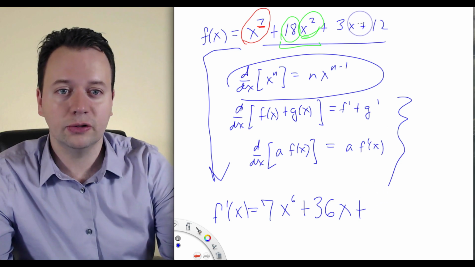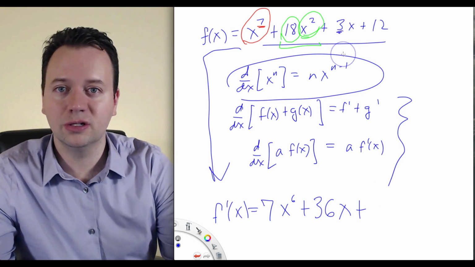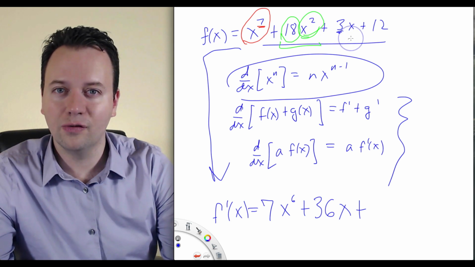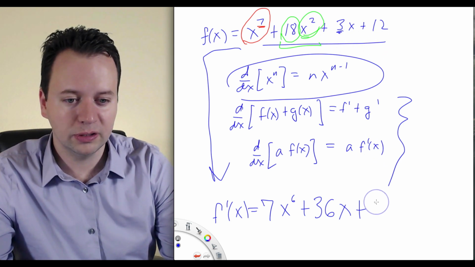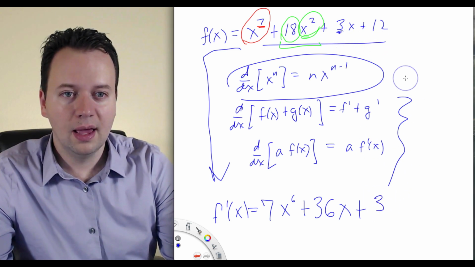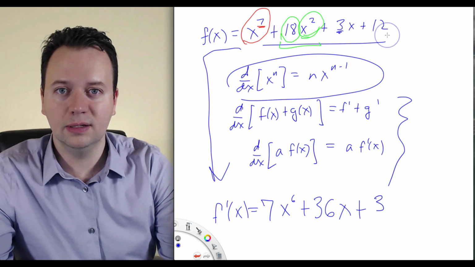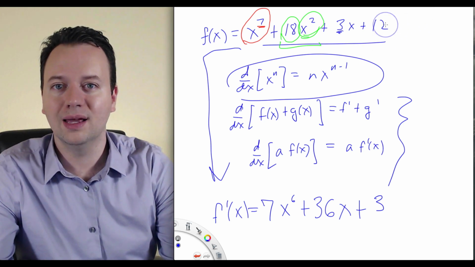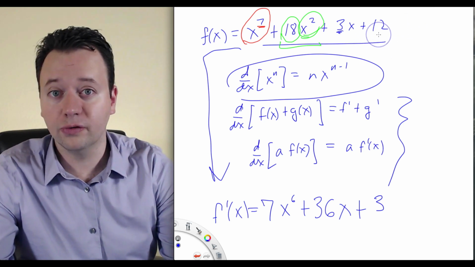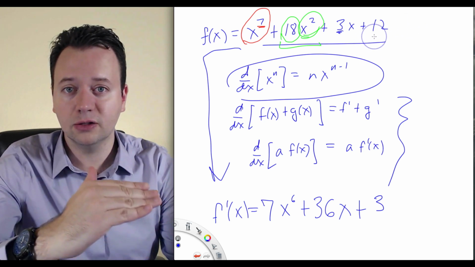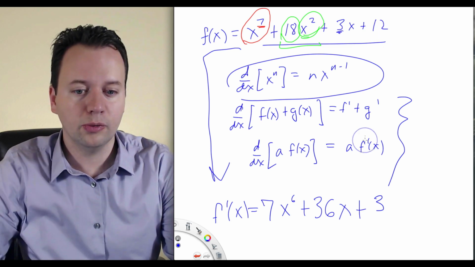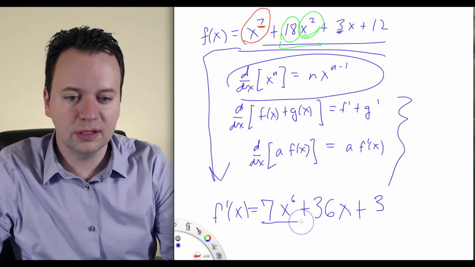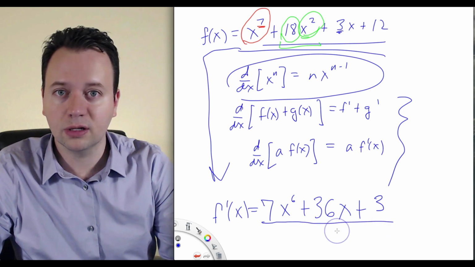Going on to the next term. Again, the constant is just along for the ride. 3x, the derivative of x is 1, so the derivative of 3x is just 3. It works just like that. So we get 3. And then the derivative of 12 is just 0, because it's 12 times x to the 0. When the 0 comes down, we get 0. And also the derivative of a constant is 0, because constants don't change. They have 0 slope. So the derivative of this polynomial is just 7x to the 6 plus 36x plus 3.